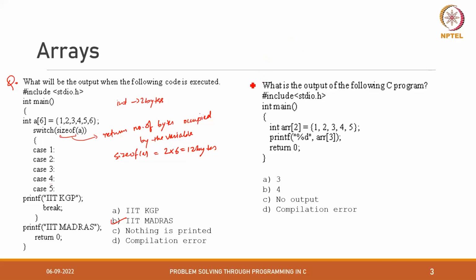Okay, so let's see the next question. We have an array that we have defined of size 2, and we have initialized the array, and we are trying to print some particular element of the array. So what should be the output of this particular program?